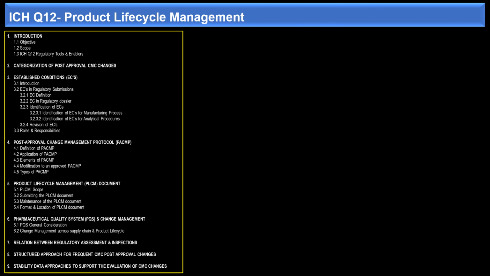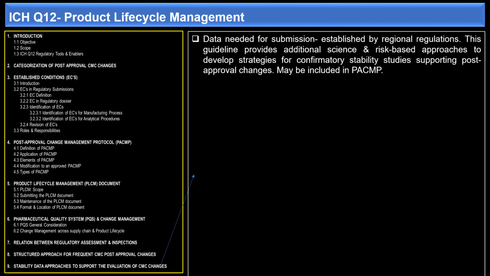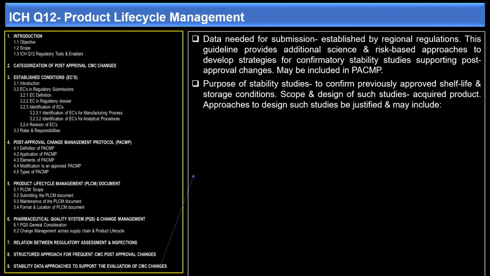Point number 9, the stability data approaches to support evaluation of the CMC changes. Data needed for submission established by the regional regulations. This guideline provides an additional science and risk-based approach to develop strategies for confirmatory stability studies supporting post-approval changes, and it may be included in the change management protocol. Purpose of the stability study is to confirm previously approved shelf life and storage conditions.